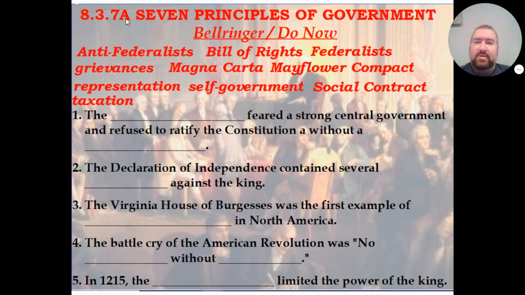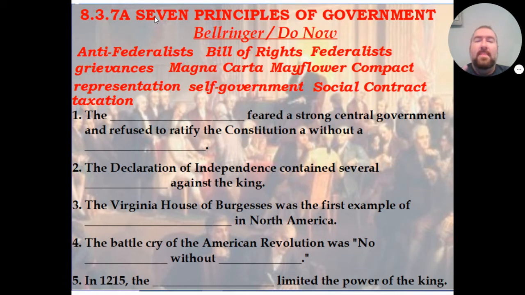And we actually break this down into 7A because we are taking lesson 7 and we are breaking it up into more than one different lesson. So today's lesson is just going to be an overview on the 7 principles of government. So before we get started, let's go ahead and get started with our bell ringer.